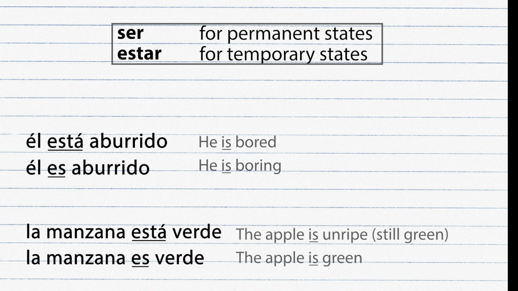Another example. La manzana está verde. La manzana es verde. In the first sentence, we used estar to mean unripe. It is still green, so it's a temporary state. But the next one, the apple is green, is the color, is a more permanent state.